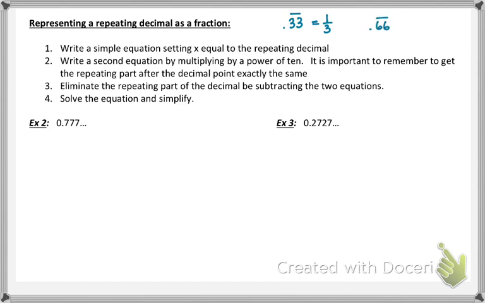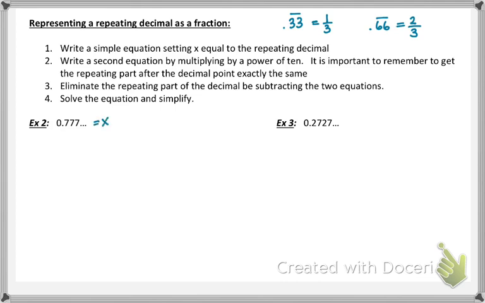0.66 repeating, you know that's 2/3. So any repeating decimal can be written as a fraction, and I'm going to show you how to. So example 2, we're going to try to rewrite 0.777 repeating into a fraction. And what we're going to do is we want to figure out what this is as a fraction, x, right?